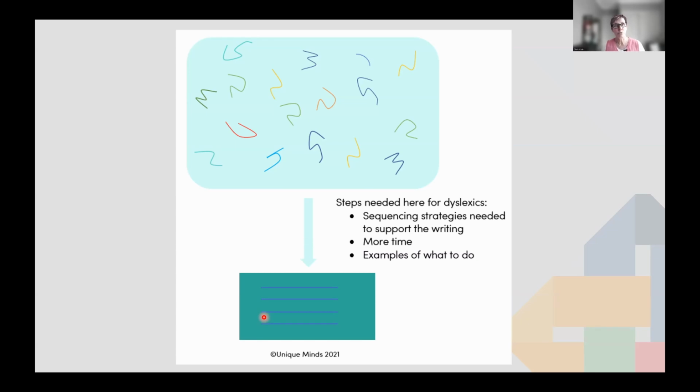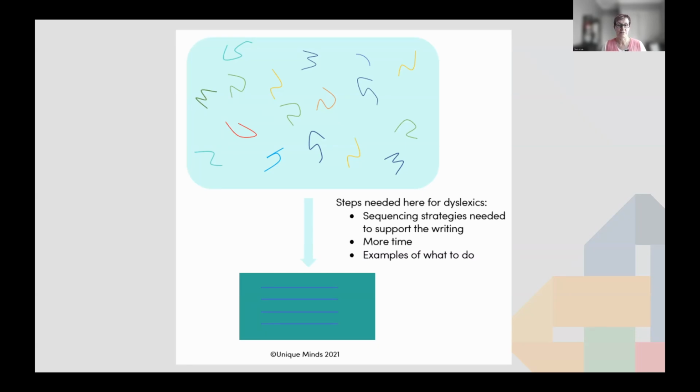We need to support dyslexics to sequence their ideas and thoughts and research externally as they struggle to do it easily in their heads. Strategies to support the sequencing include mind maps or bullet points. Writing in bullet points means there is less cognitive power needed to think what small words need to be added to make a sentence flow.